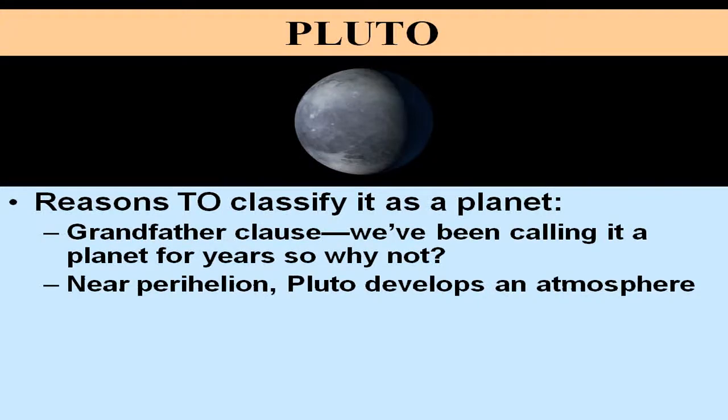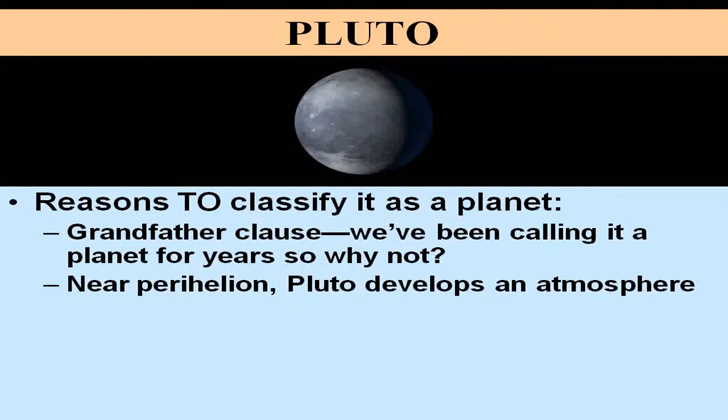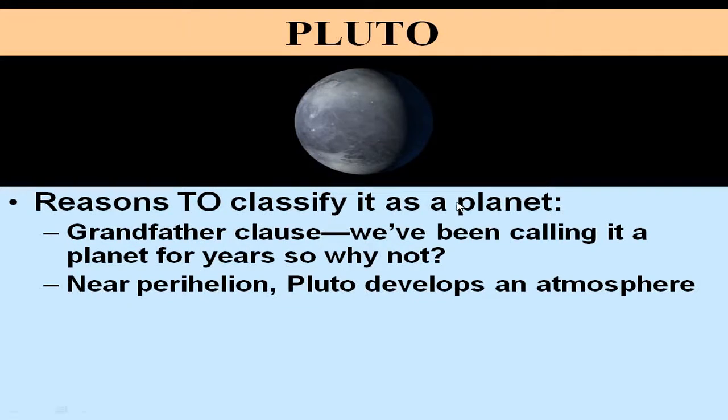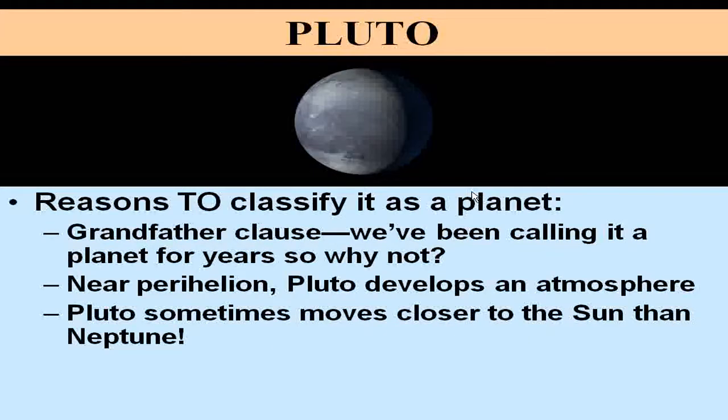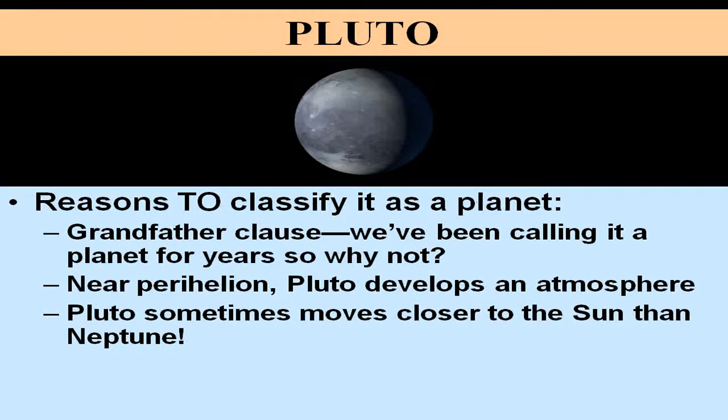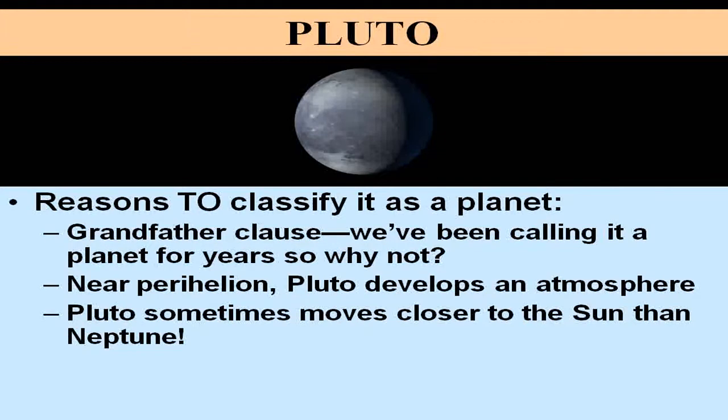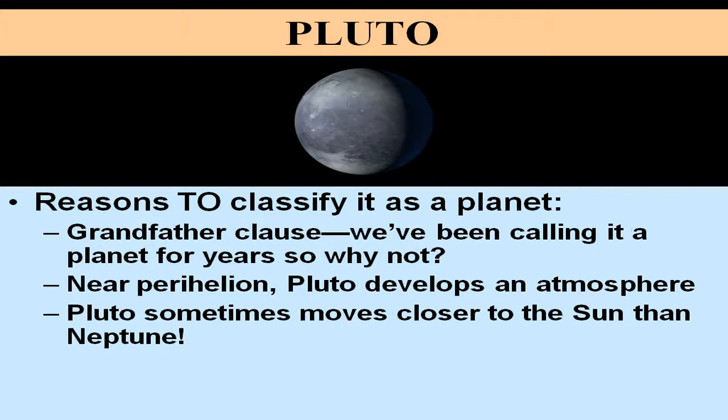Near perihelion, the closest approach of Pluto to the Sun, Pluto actually comes closer to the Sun than Neptune, and at that point it warms up enough to develop an atmosphere. So it actually has a little bit of outgassing and develops an atmosphere like a planet would have. It sometimes moves closer to the Sun than Neptune, so it's going around the Sun, and it's closer than a known planet, Neptune, sometimes. So maybe that should give it planetary status.